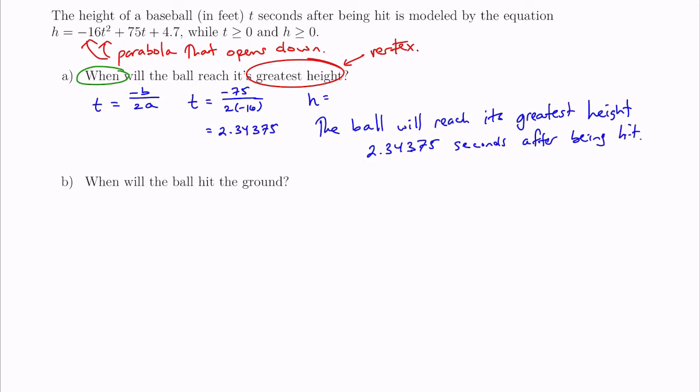In part B, when will the ball hit the ground? Well, when being asked when will the ball hit the ground, we have to recognize what we're being told. We're being told something about the height. When the ball hits the ground, its height will be 0. So we are indirectly being asked, when will the ball have a height of 0? To answer this, we'll put 0 in for the h, and that will give us the equation 0 equals negative 16t squared plus 75t plus 4.7.